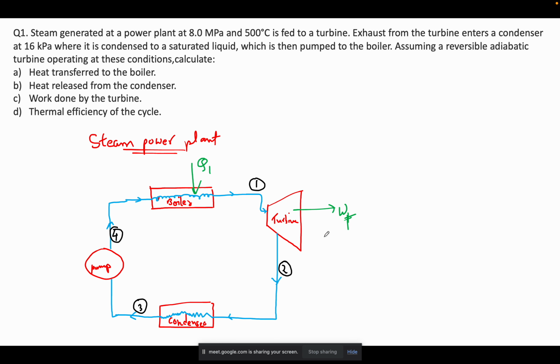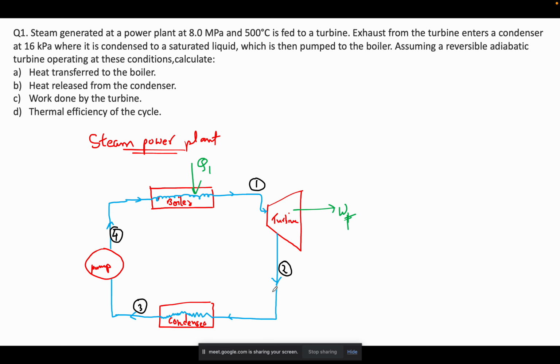That means this is the positive amount of work that is done by the turbine. This is the amount of work that is necessary for some application purposes, or which we will be using for other purposes. In some cases it is connected to a generator, and then it rotates and produces electricity.